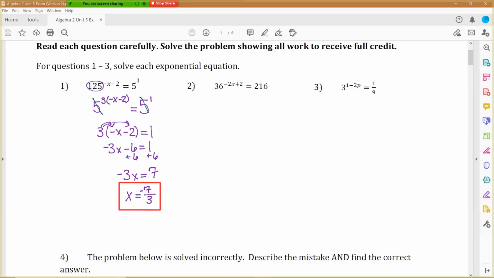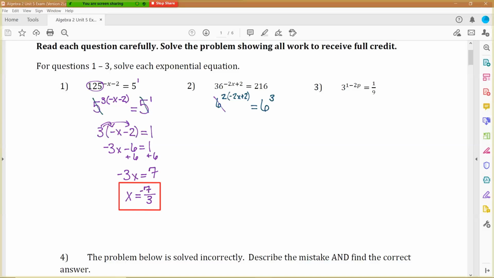Question number 2, in this case, we have bases of 36 and 216. We cannot rewrite 216 to be a base of 36, so we're going to rewrite them both. Well, when I look at 36, it automatically stands out to me that 36 is 6 squared. Leaving the 2x plus 2 in the exponent, we're going to see if we can rewrite 216 as 6 to the something power. In this case, it happens to be 3.